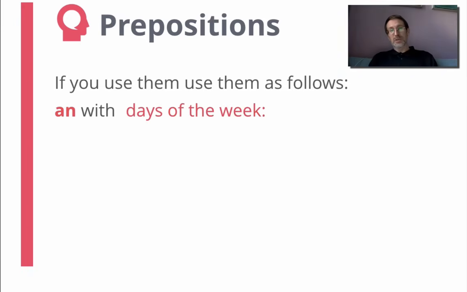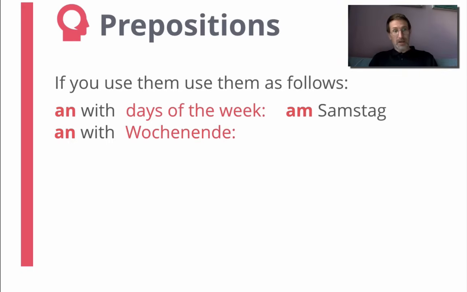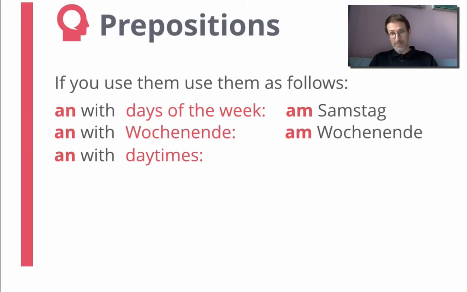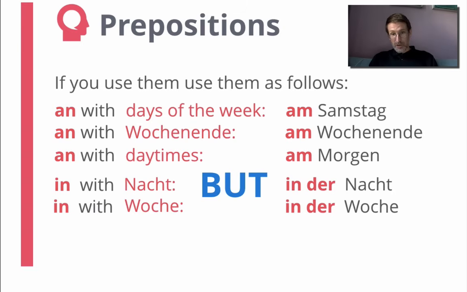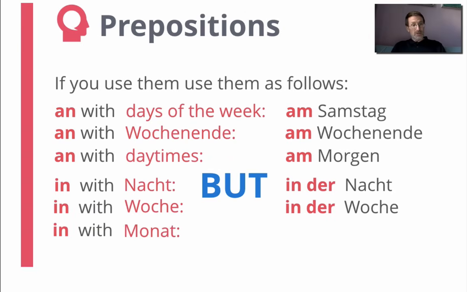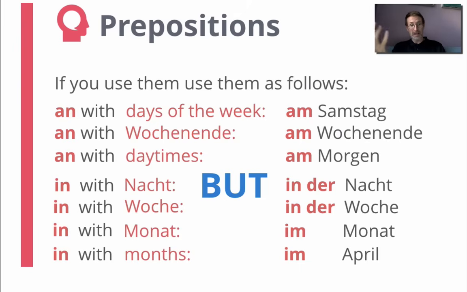You have to use an with the days of the week. Am Samstag, am Montag, am Dienstag, and so on. With the word Wochenende, am Wochenende. With the times of the day, like am Morgen, am Mittag, am Abend, but not with Nacht, because with Nacht you have to use in der Nacht. You use also in with the word Woche, in der Woche. You use in with Monat, im Monat, and of course, if you use it with Monat, you also use it with the months' names, im April, im Oktober, im Dezember.